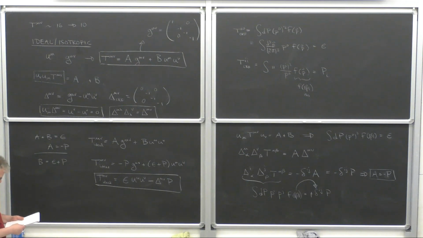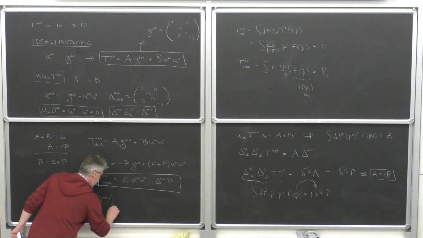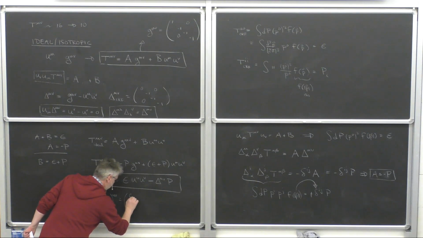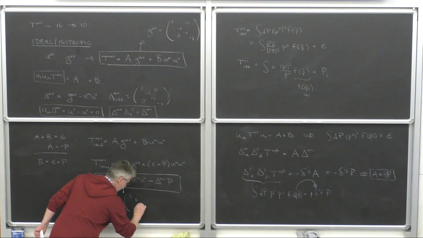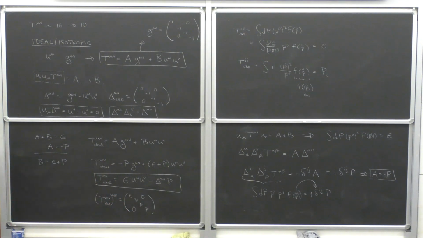Good. Now, if we look in the local reference frame, this simply has the following structure, where I just have the energy density in the 0,0 component and pressures along the diagonal that are equal.